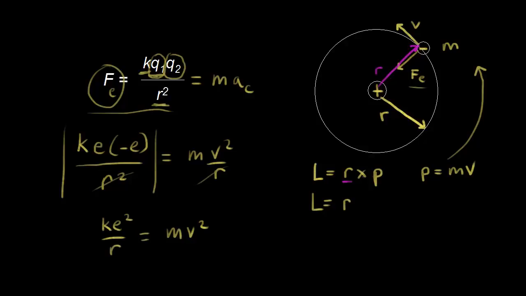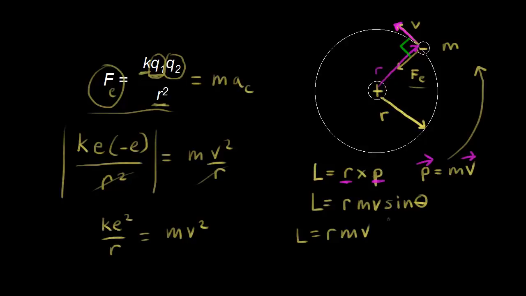This is a cross product, so it's r times the linear momentum p, which is mv, times the sine of the angle between the two vectors. Let's think about the other vector. We took care of the r vector. The momentum vector is in the same direction as the velocity, so if this is the direction of the velocity, that's also the direction of the linear momentum vector. The angle between those two vectors is obviously 90 degrees, and sine of 90 is 1. So we can say the angular momentum is equal to rmv times 1.